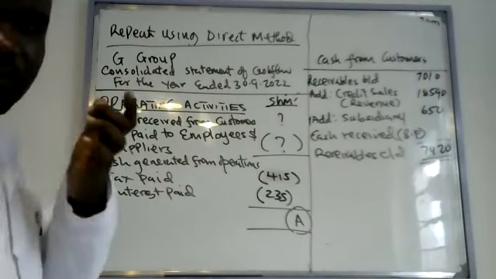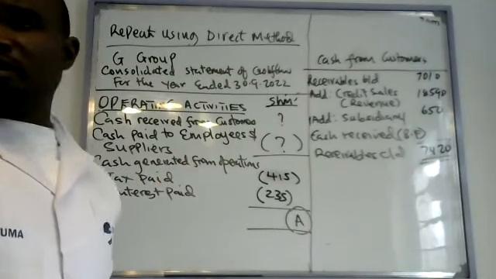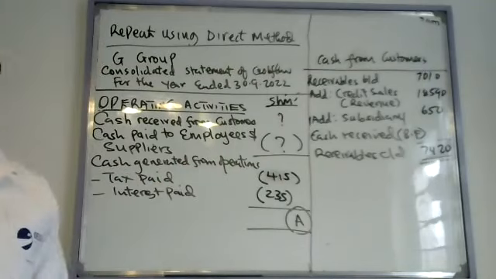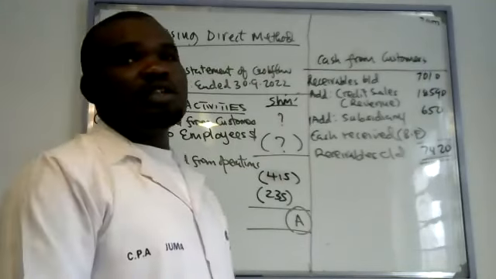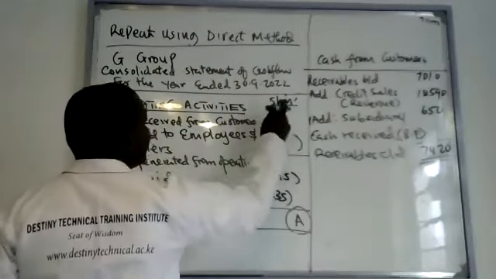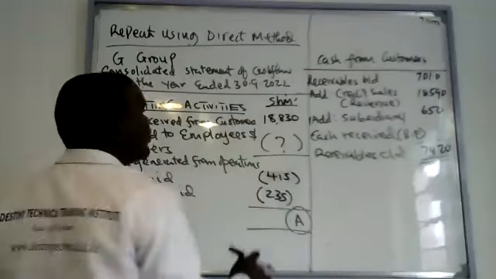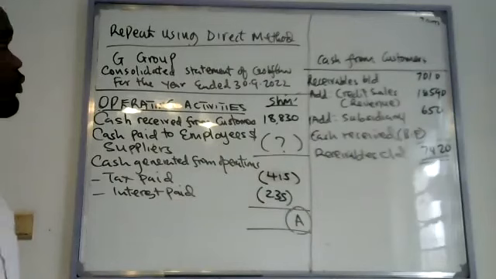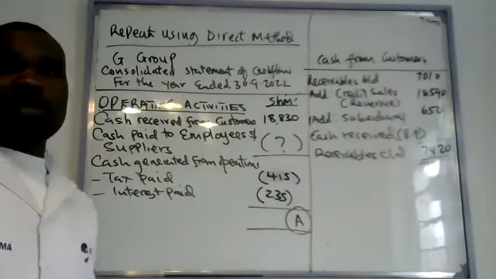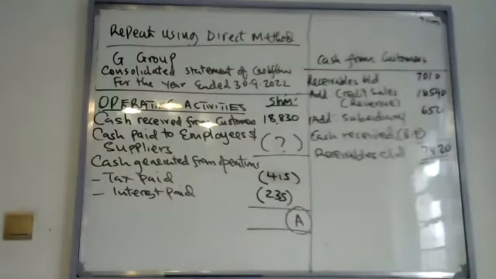People are getting it, right? Balancing figure there is how much? Umeanza kuchoka. How much is that? 18,830. That is what you bring here. 18,830. I hope everyone gets that. I want to delete that one very fast.